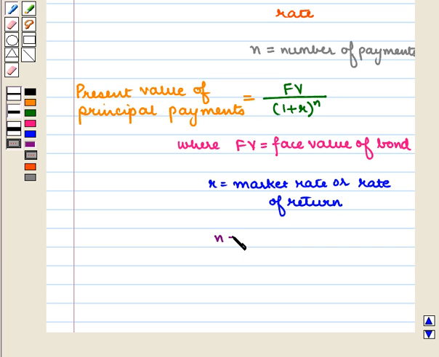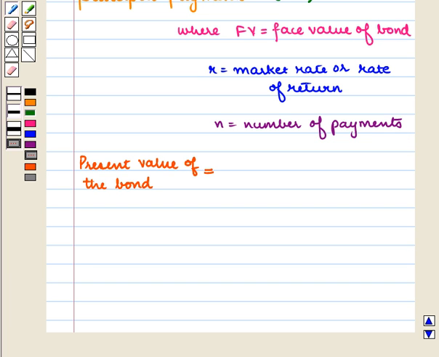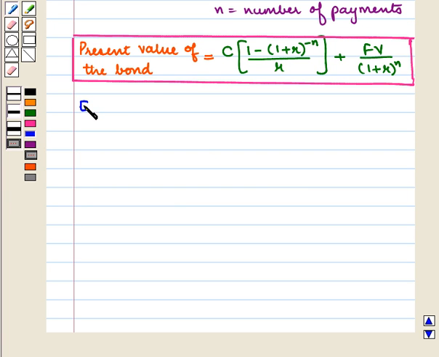And N is equal to the number of payments. So the present value of the bond is equal to C into 1 minus (1 plus R) the whole raised to power minus N upon R, plus FV upon (1 plus R) the whole raised to power N. Let us consider one example.